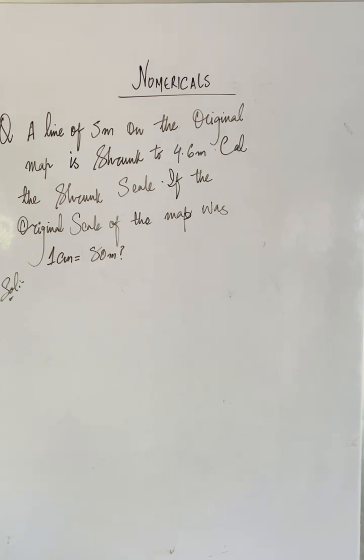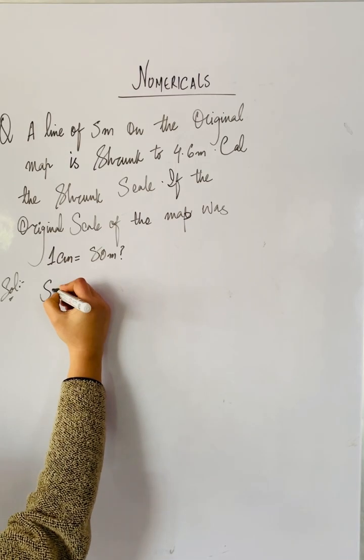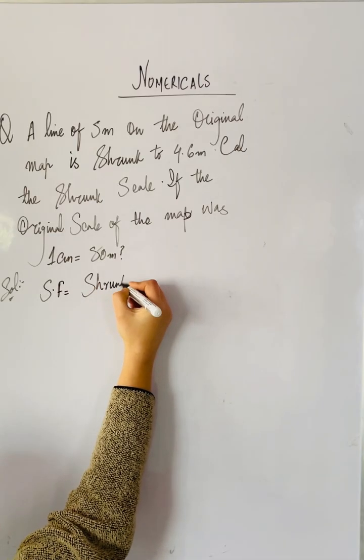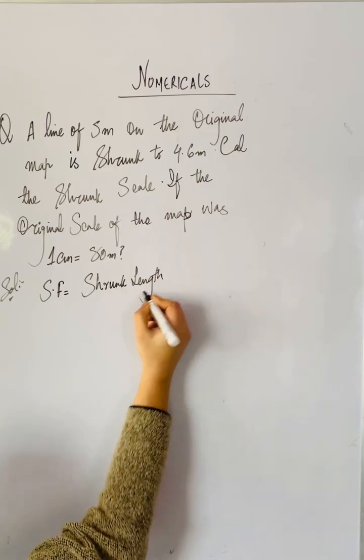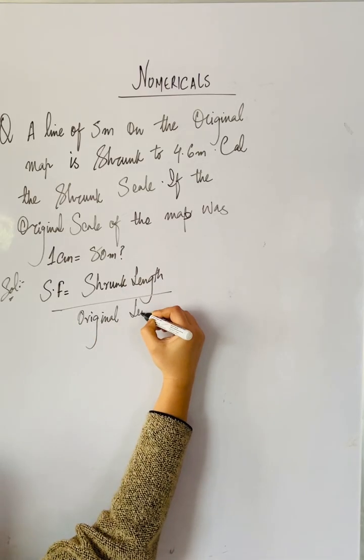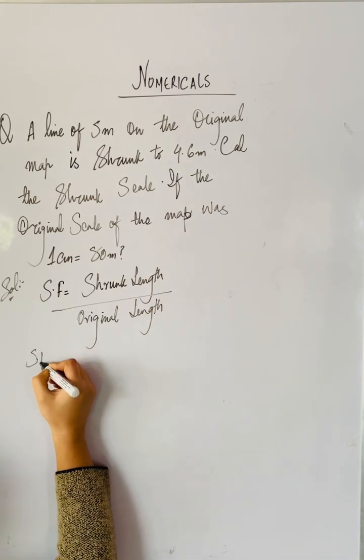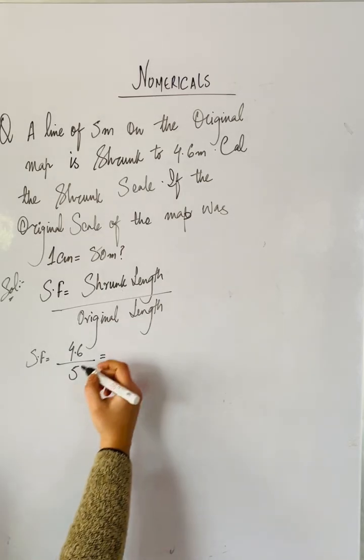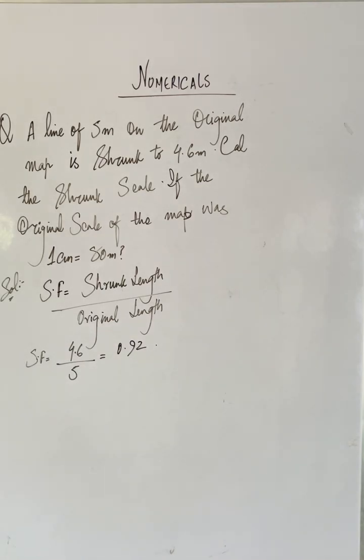So let's find the shrinkage ratio or shrinkage factor first. Shrinkage ratio or shrinkage factor is equal to shrunk length divided by original length, right? So what is my SF, shrinkage factor or shrinkage ratio? What is my shrunk length? 4.6 meters. What is my original length? 5 meters. So my shrinkage ratio or shrinkage factor, which is a dimensionless quantity and always less than unity, which must be noted by the students, comes equivalent to 0.92, right?